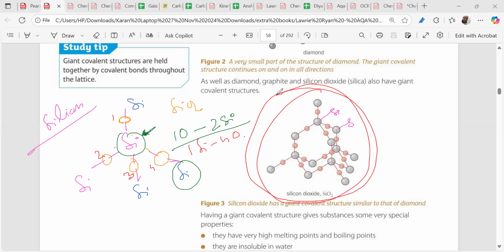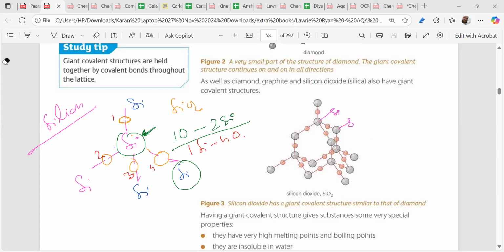We put glass in ovens, electrical ovens, or to cook our food. Glass has a very high melting point and boiling point. Will glass conduct electricity? Glass won't conduct electricity. Why? Because in silicon, all the electrons are bonded. Silicon is in group number 4. All electrons are bonded, and hence no electrons are free to conduct electricity.